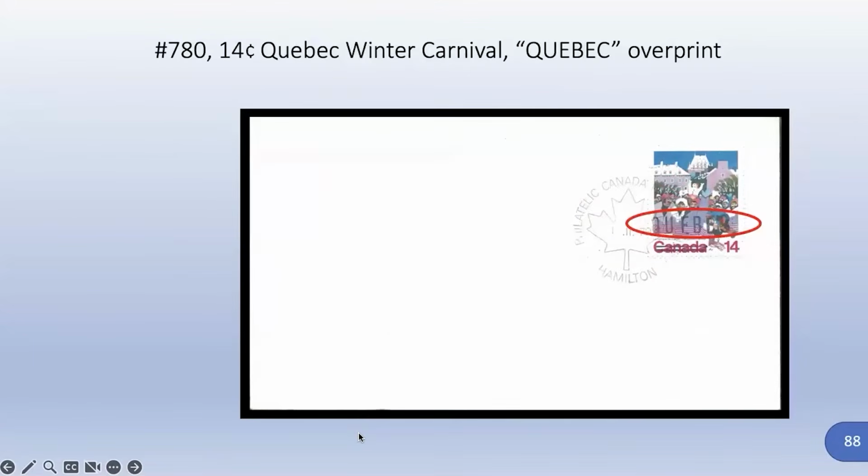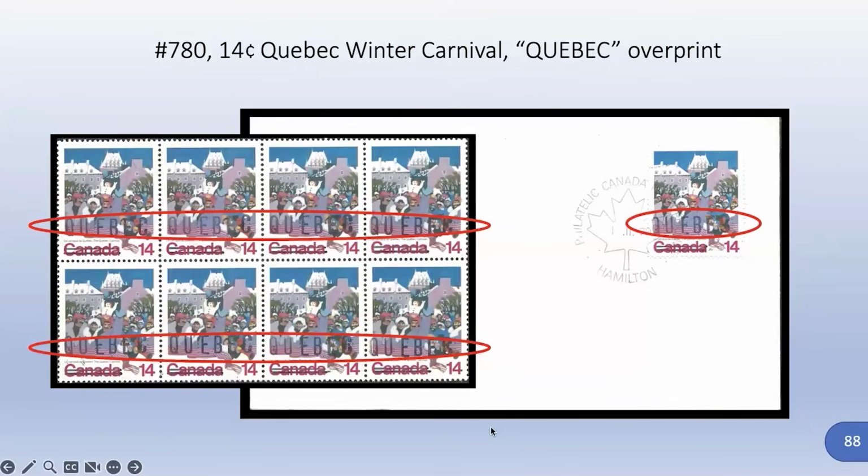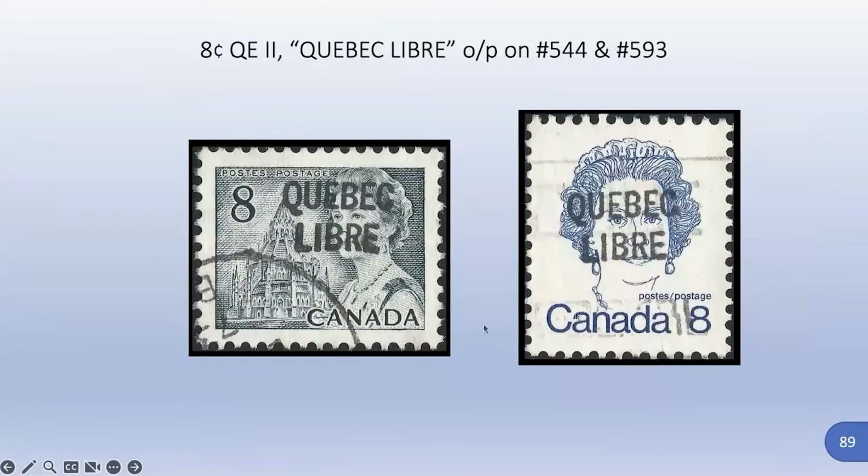Here's another overprint. In the early 70s, we had an active separatist movement in Quebec that felt that they should separate from Canada. And they created their own stamps, first day cover. Why it was canceled in Hamilton, I don't know. Here's some other used stamps with overprints.